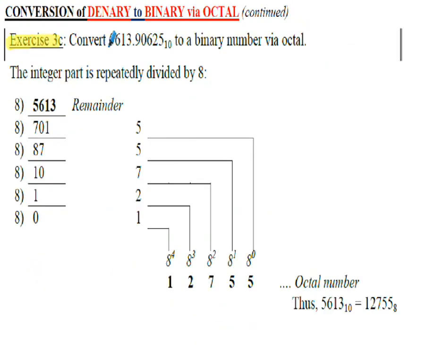Exercise 3C, we're asked to convert the real number of 5613.90625 in decimal into binary via octal. So the first thing to do is to take the integer part of our number, the 5613, and continually divide it by 8, reading the remainders as the octal number. I'll let you go through the process, but the octal number should be 12755. So 5613 in base 10 is written as 12755 in octal.